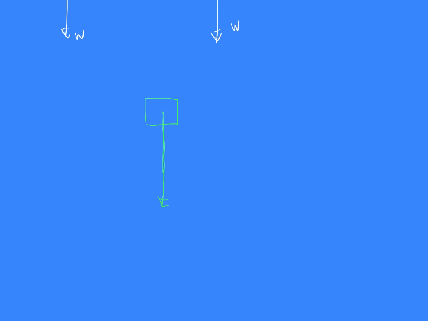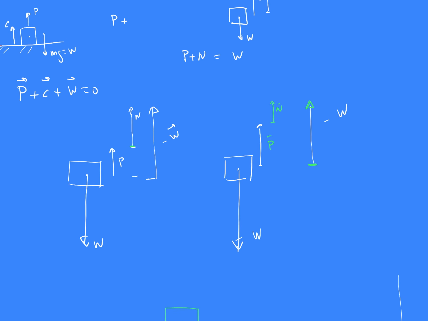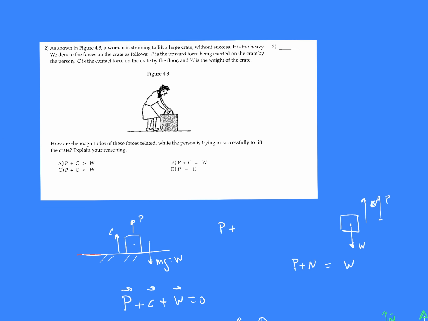Okay, let's go to the next problem. The next problem says like this. There is a lady here. The lady doesn't have a lot of strength, so she tries to pull the cradle up with a force P. So this is the force that the lady is applying on the cradle, P. The cradle has a force going downwards, that is the weight, mg.